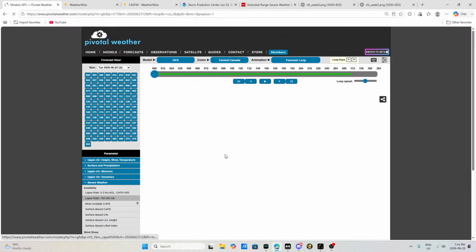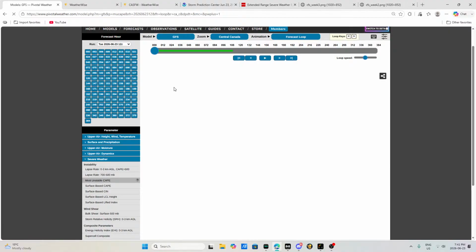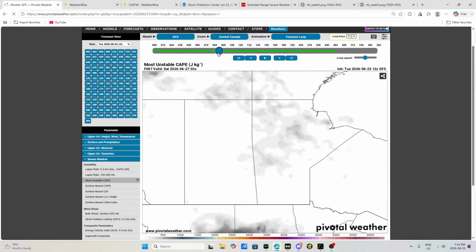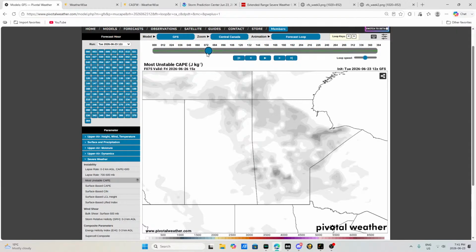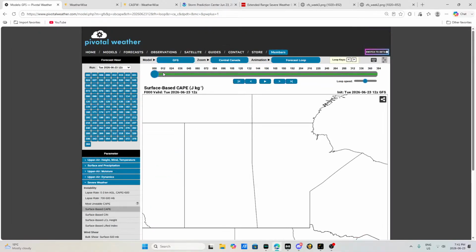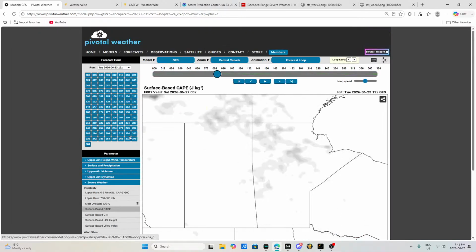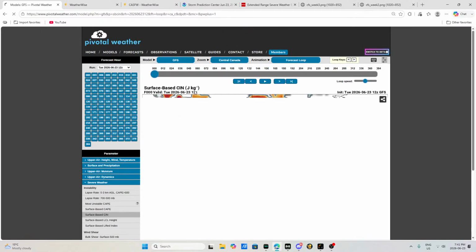Basically the same thing. Most unstable CAPE helps with elevated storms. If there's no surface-based CAPE, then storms will be more elevated as they rise up with more unstable CAPE. Surface-based is what it implies: surface-based energy, helping storms rise at the surface.